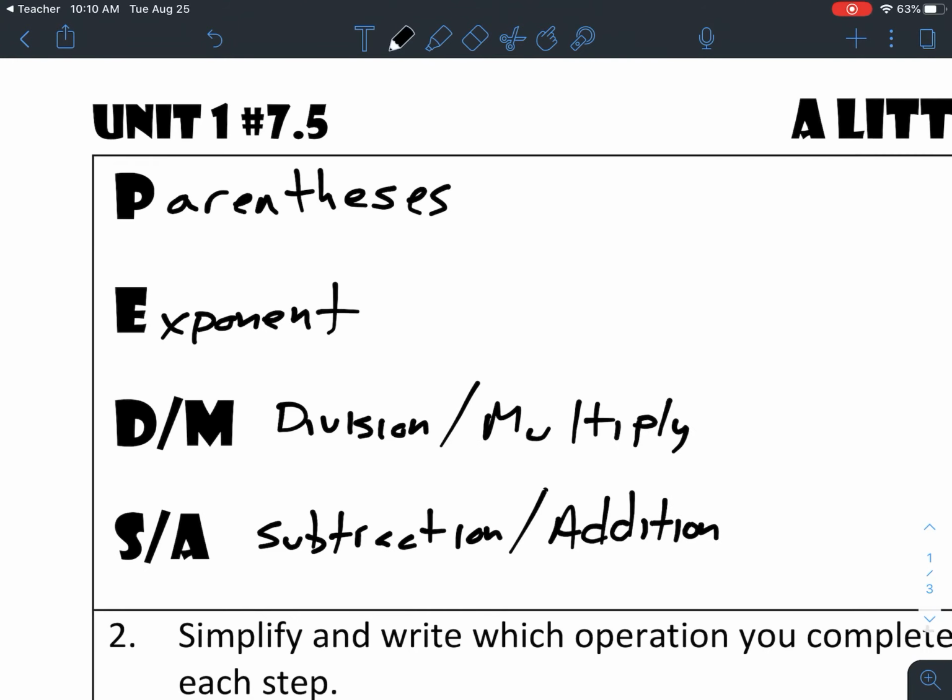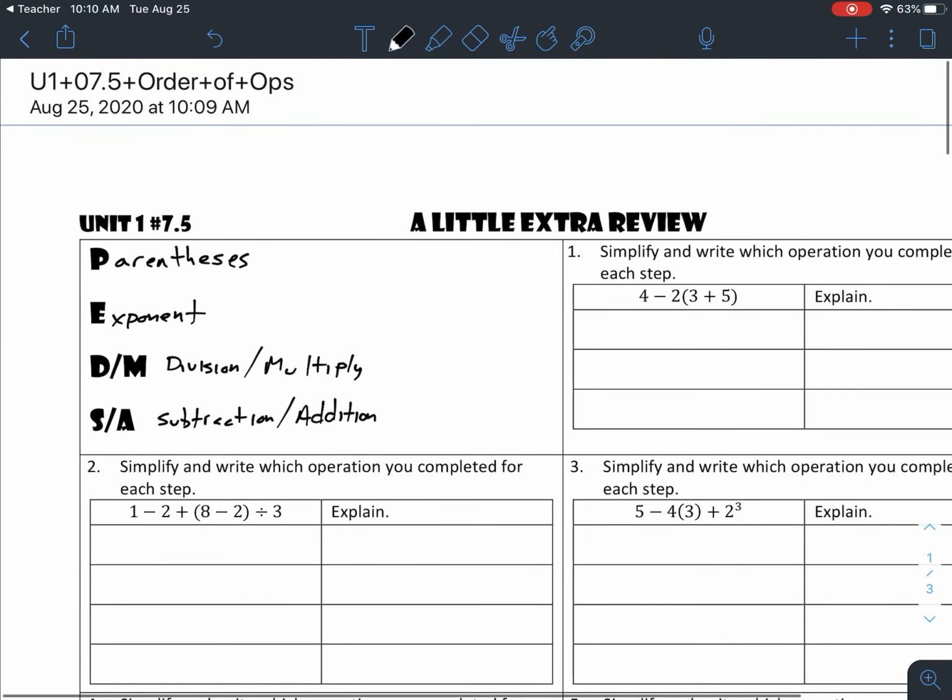So that is our order of operations. If you see a parentheses, you've got to do that first. If you see an exponent, then that's next. Then it's division, multiply, or add, subtract. So it could be parentheses and then add, subtract, so you have to do parentheses first. Or it could be exponent and then multiply, where you have to do the exponent first before multiplying.